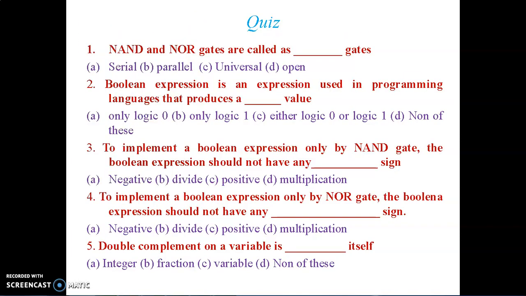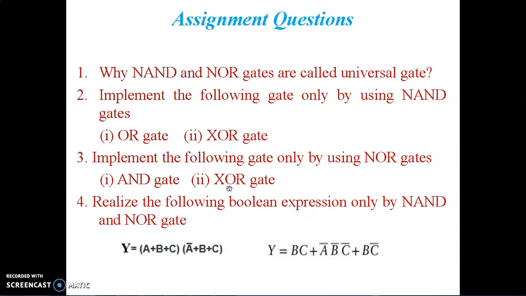So that's it. These are all the quiz questions and assignment questions. So all of you write the answer for both the quiz as well as assignment on a white sheet of paper.